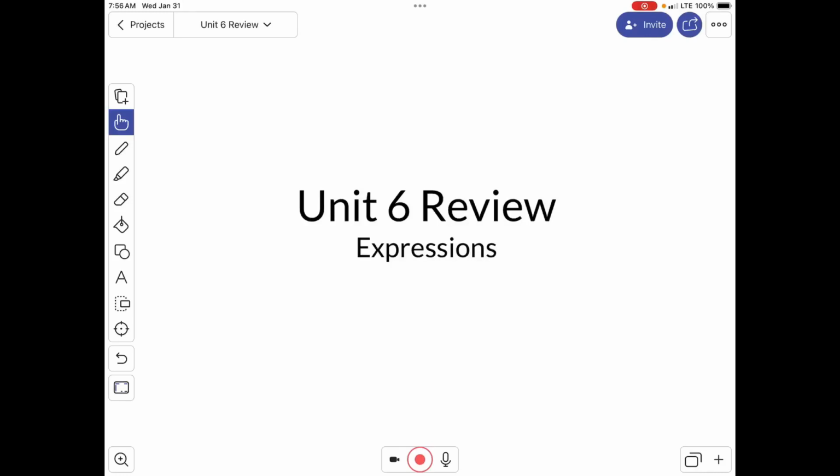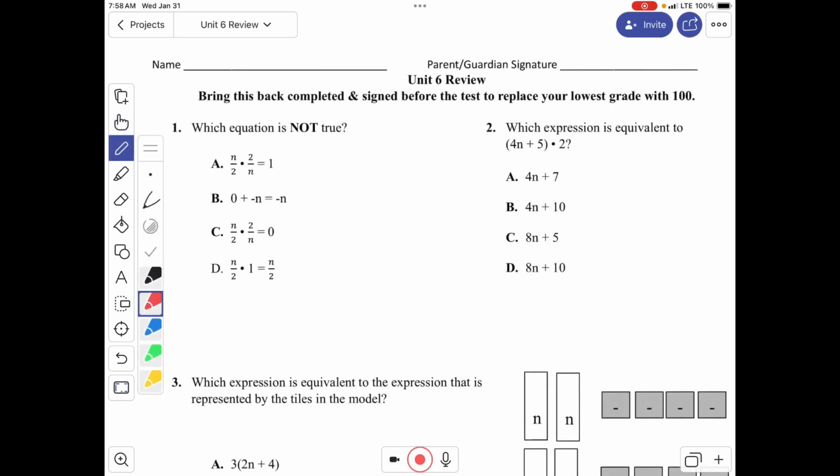Today I'm talking about the Unit 6 review for Austin Middle School. This covers expressions, combining like terms, expression models, and properties of expressions. I'm going to be looking at this Unit 6 review.